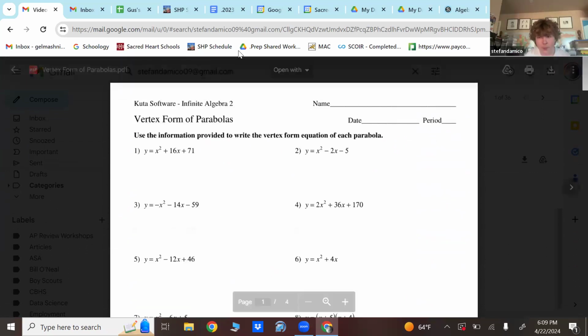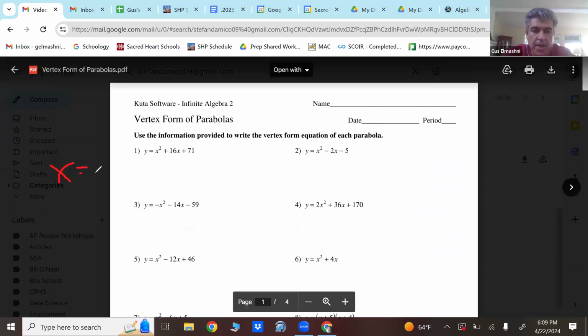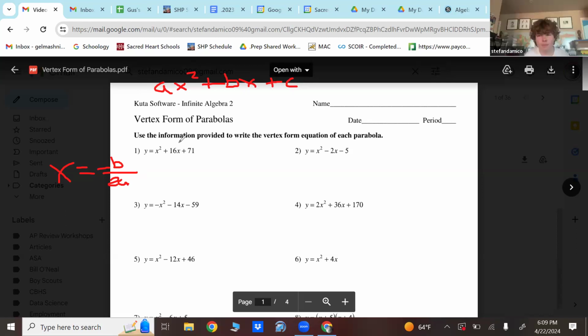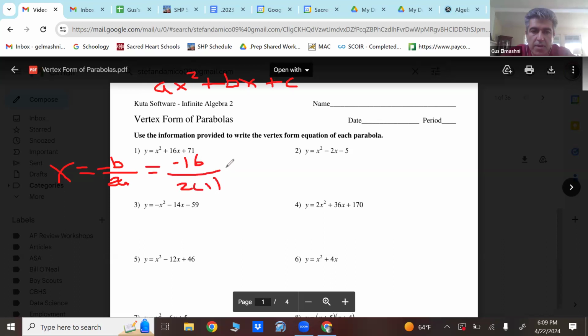For the first question, what you want to do is use this formula, negative b over 2a. That's whenever you have an equation that's written like this: ax squared plus bx plus c. So your b value is negative 16. So you have negative 16 over 2 times 1, which of course is negative 8.